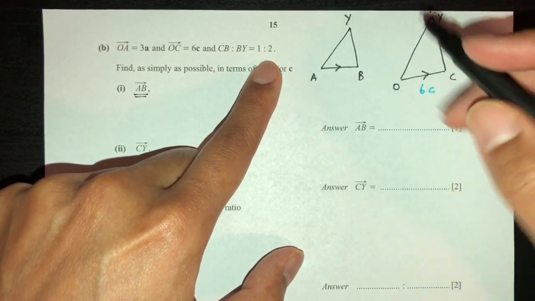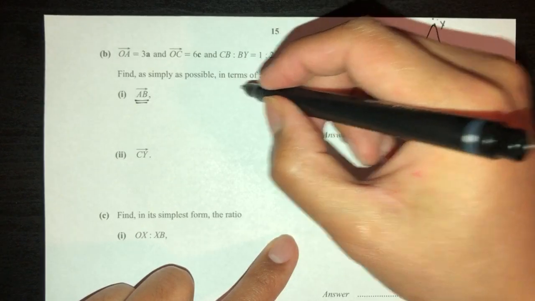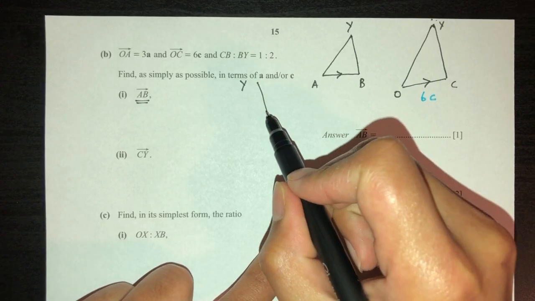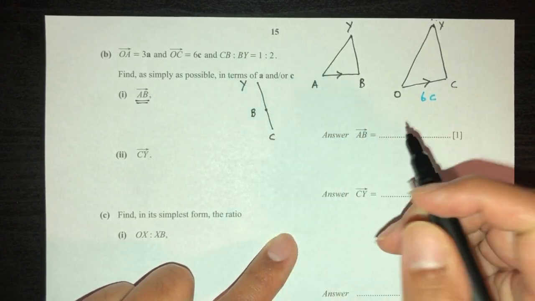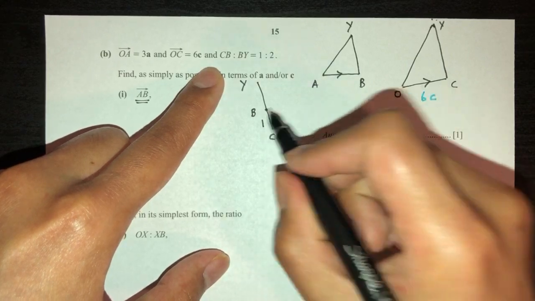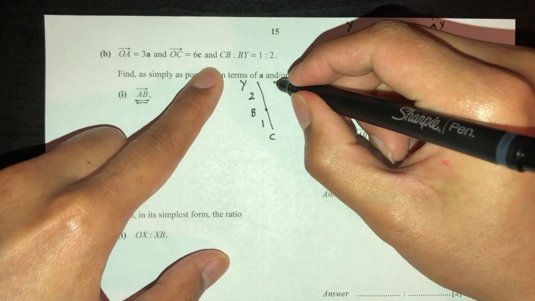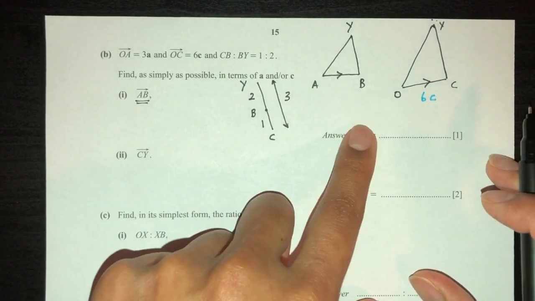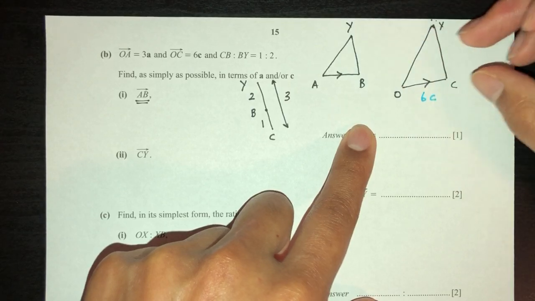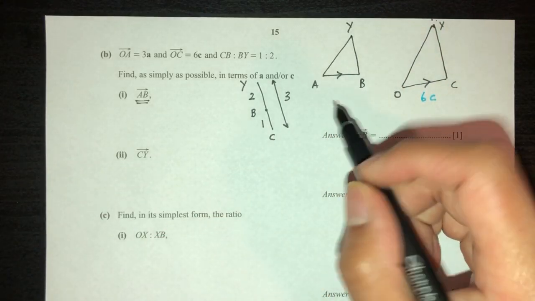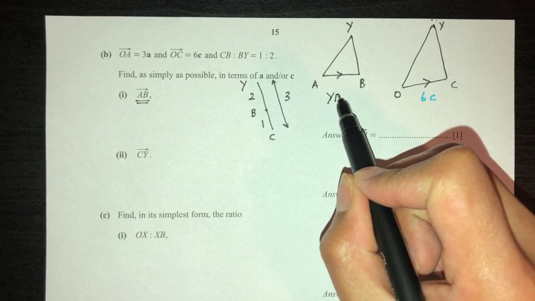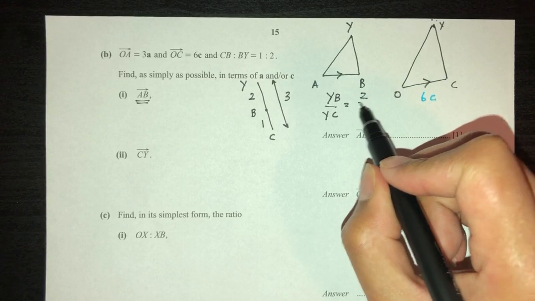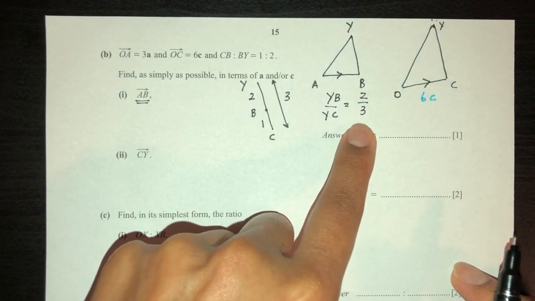So basically, if you were to draw a line, for example, C and this is Y, and if you had B somewhere over here, the ratio is CB will be 1 and BY will be 2. So the whole thing here is what? 2 plus 1 is 3. So the ratio of YB over YC will be? YB is 2 and YC is 3. So that's what we conclude for these two triangles.